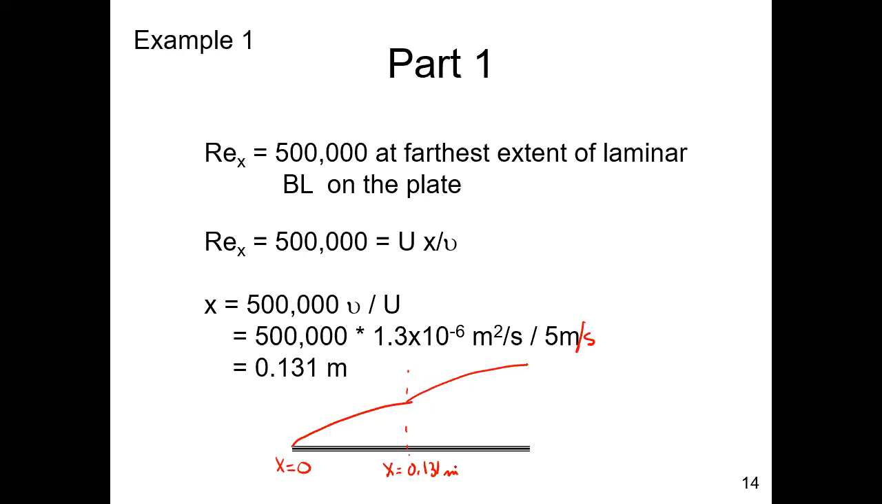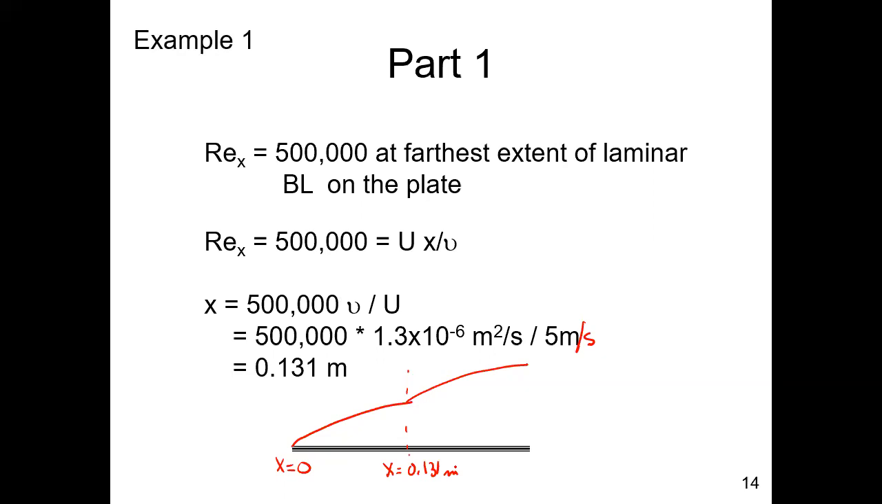It's probably less than maybe 15% of the total length that has a laminar boundary layer, and the rest is either transition or turbulent. We don't know yet. That's all we know. So that answers this aspect. One simple question: is there a laminar boundary layer over the whole plate? Of course not. It only exists in the first 0.131 meters.